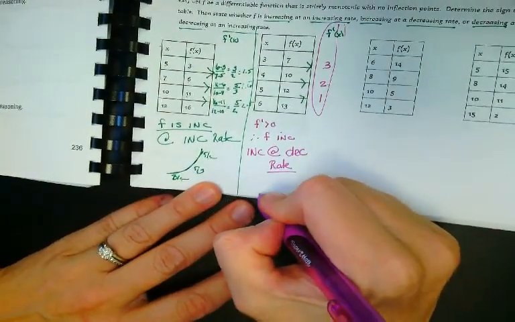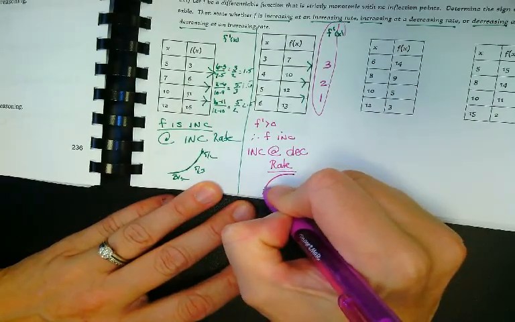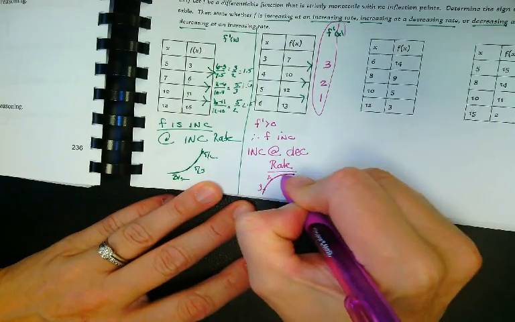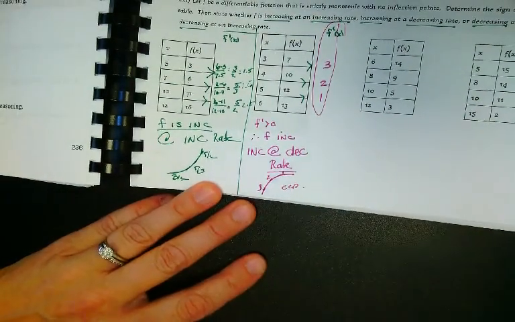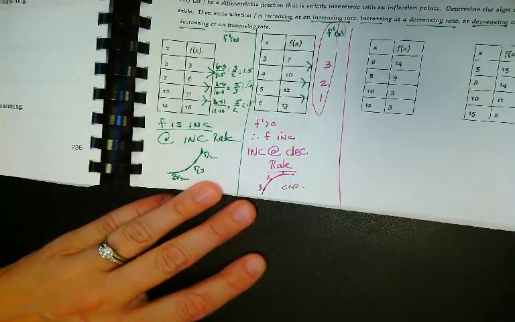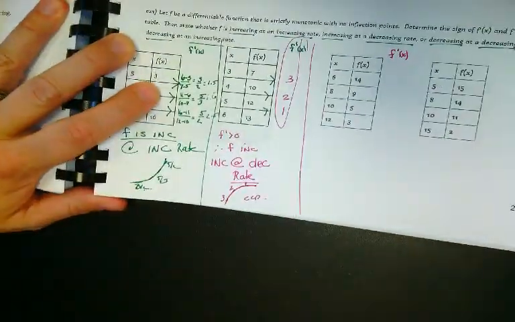So again, that means I'm going up, but my slopes have to be getting smaller. They're getting closer to 0. So maybe that's a slope of 3, a slope of 2, a slope of 1. That tells me I'm concave down. I'll clear the next one in a minute.